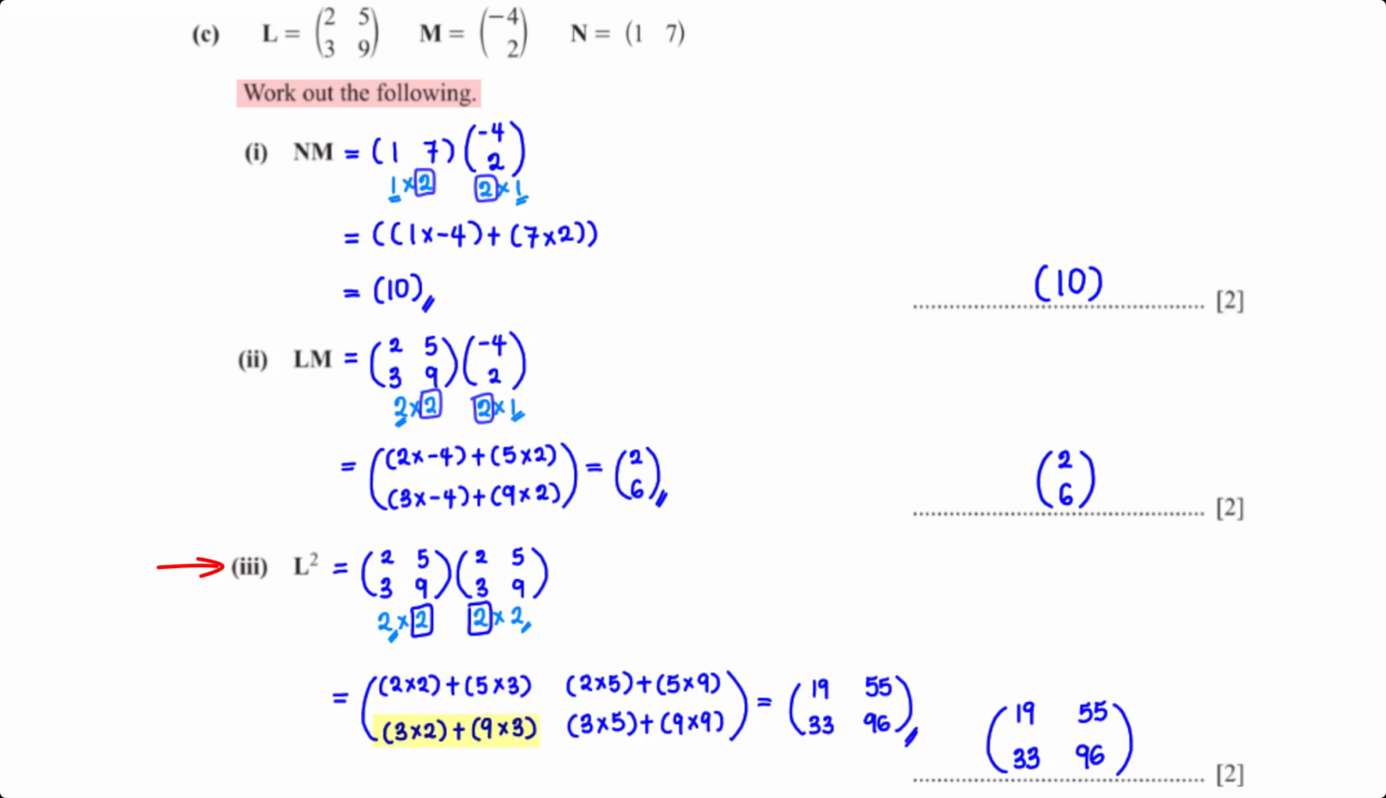To get the number in this position, we multiply the elements in row 2 of the first matrix with the elements in column 1 of the second matrix. So 3 times 2 plus 9 times 3 gives us 33.